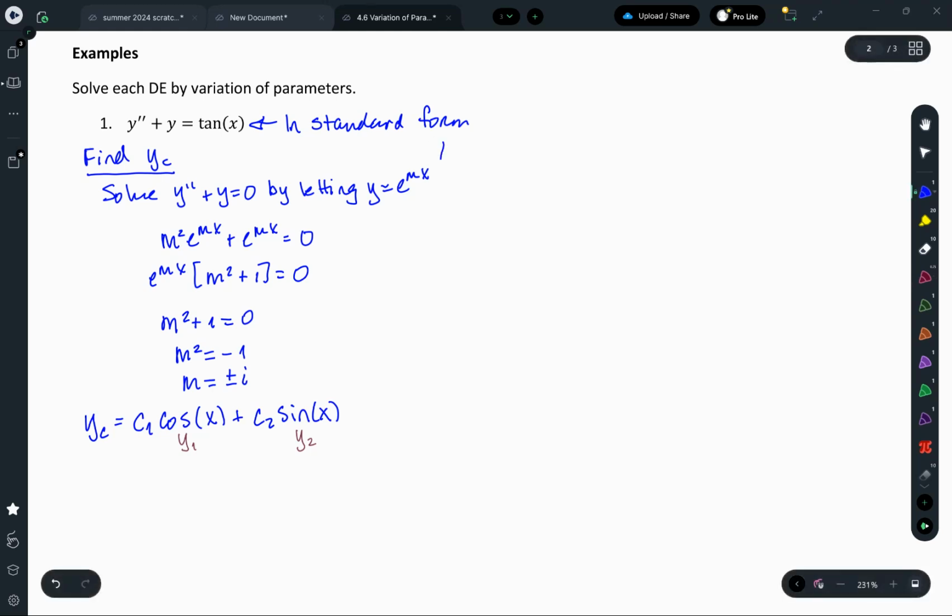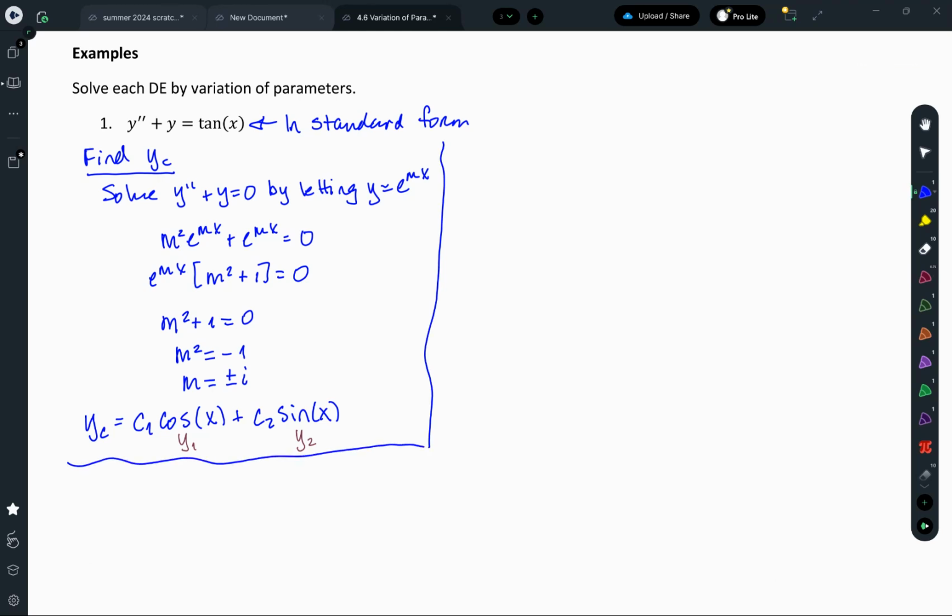All right, now I put a box around this and get to work with my particular solution. So now we want to find y sub p, which is equal to u1 times y1, which is cosine of x, plus u2 times y2, which is sine of x. Okay, I have to calculate all those determinants first.